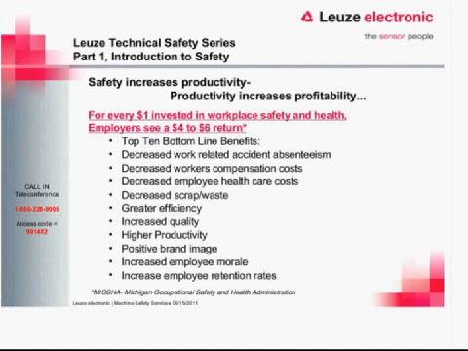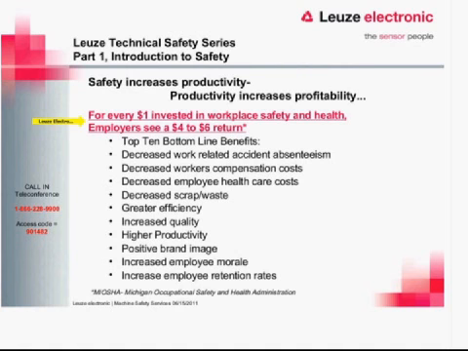OSHA, as you see, estimates that for about every dollar you invest in workplace safety and health, you see about a $4 to $6 return, and that's kind of exemplified in the slide we saw previously, where you have such a large multiplier effect when you have any type of an accident.